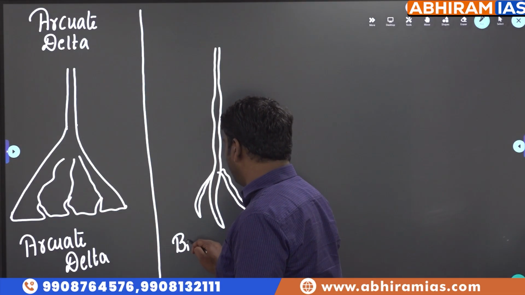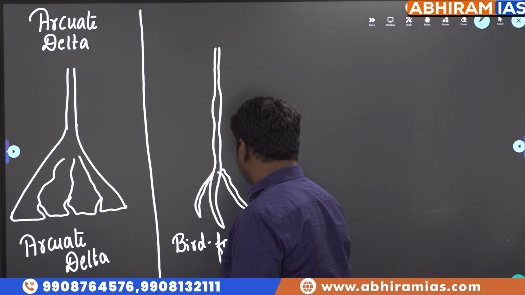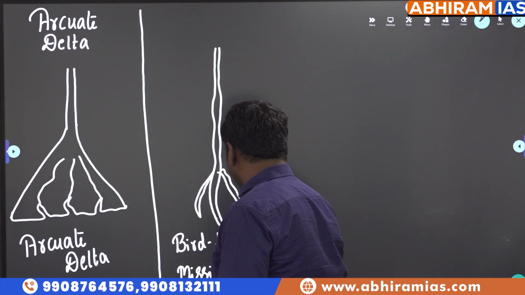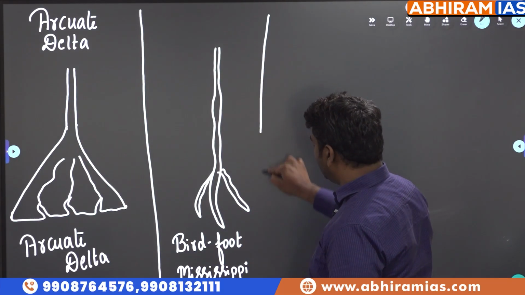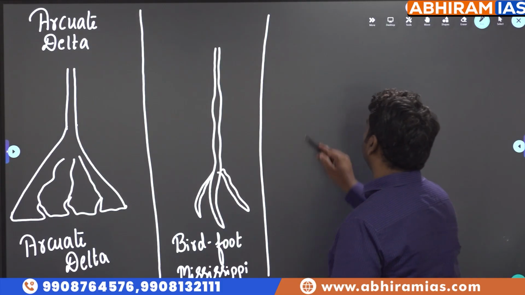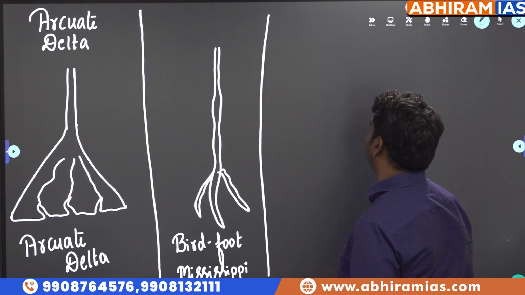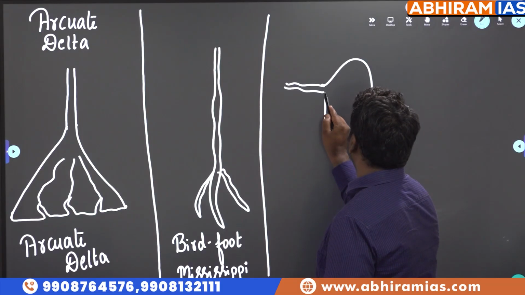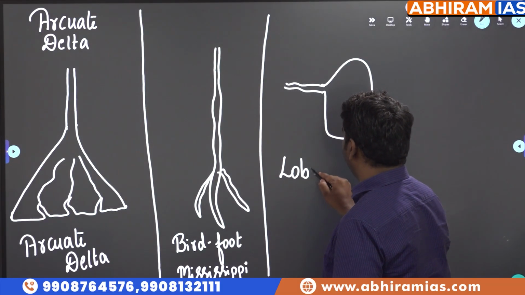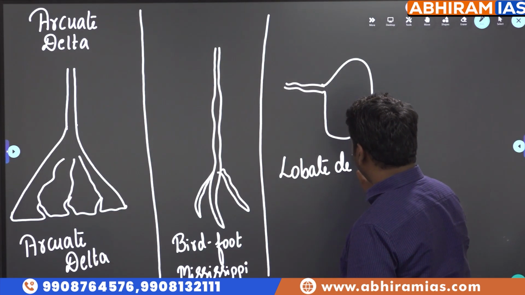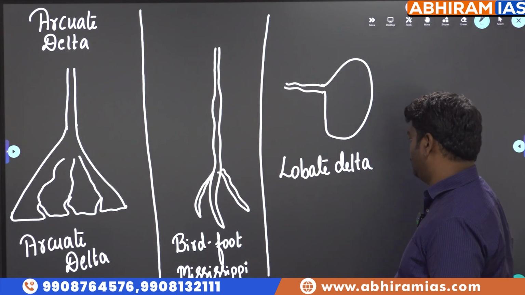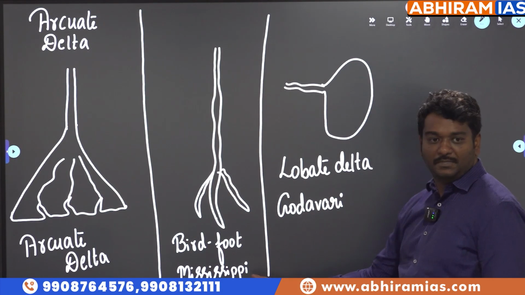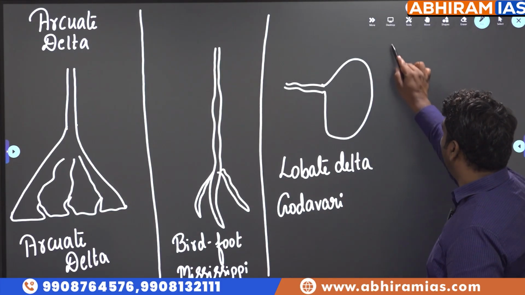Next, bird foot delta. Hyphen. When the deposits are similar to a bird foot. Example: Mississippi.